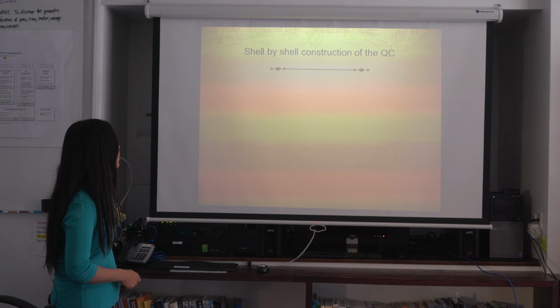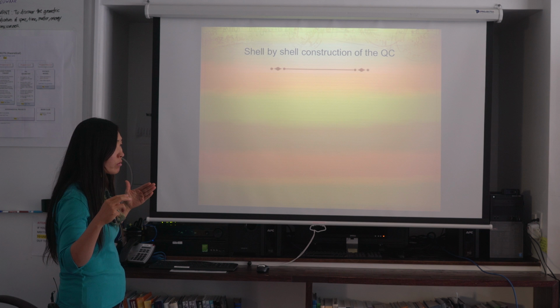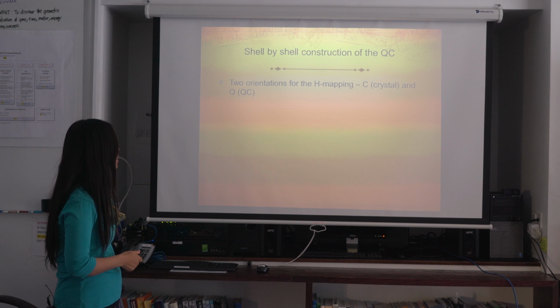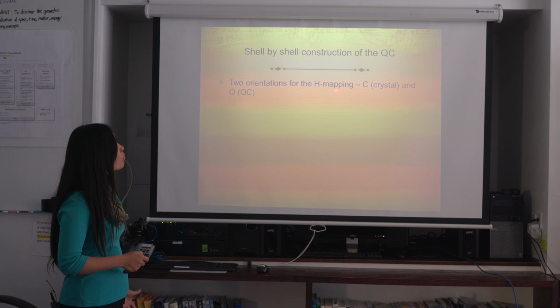The shell by shell construction of the quasicrystal, this is how they build it. Using the Hopf fibration, you build it shell by shell. Instead of the cut-and-project method, you just get everything all at once. So there are two orientations for the Hopf mapping. One is called the crystal, the other one is the quasicrystal.